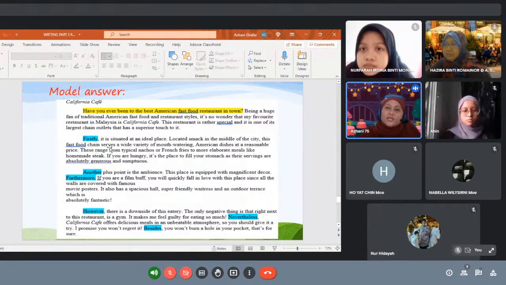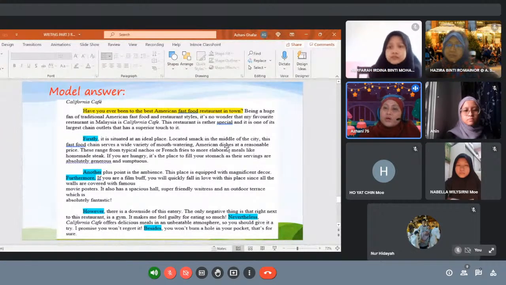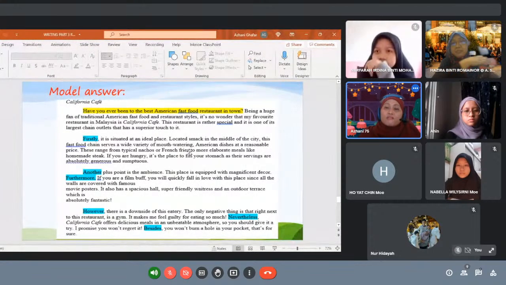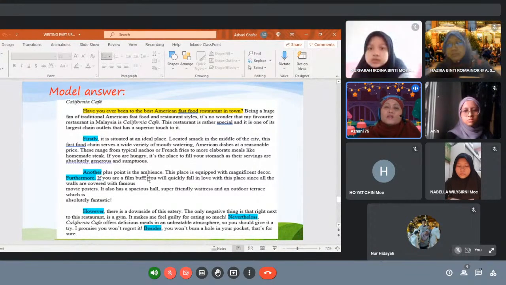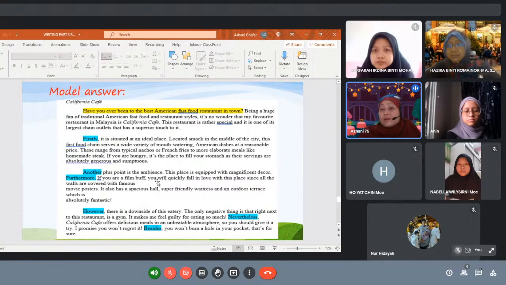This fast food chain serves a wide variety of mouth-watering fast food. What kind of food? It is fast food actually. American dishes at a reasonable price. These range from typical nachos or French fries to more elaborate meals like homemade steak. So you give some examples of the food offered there. If you're hungry, it's the place to fill your stomach as the servings are absolutely generous and sumptuous. Generous means a big portion. Another plus point is the ambience. This space is equipped with magnificent decor. Magnificent.